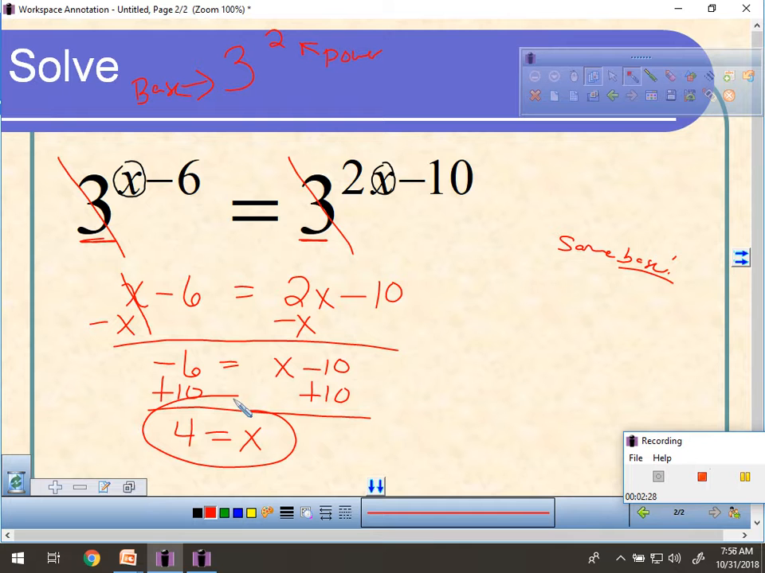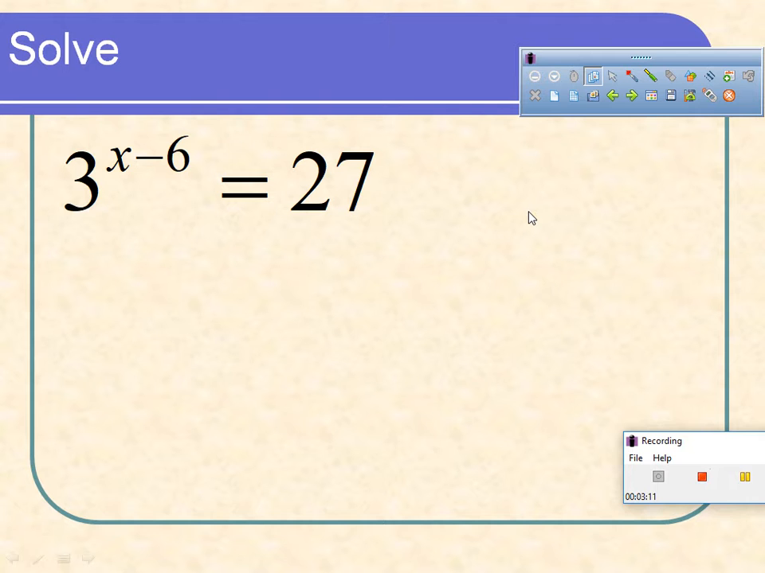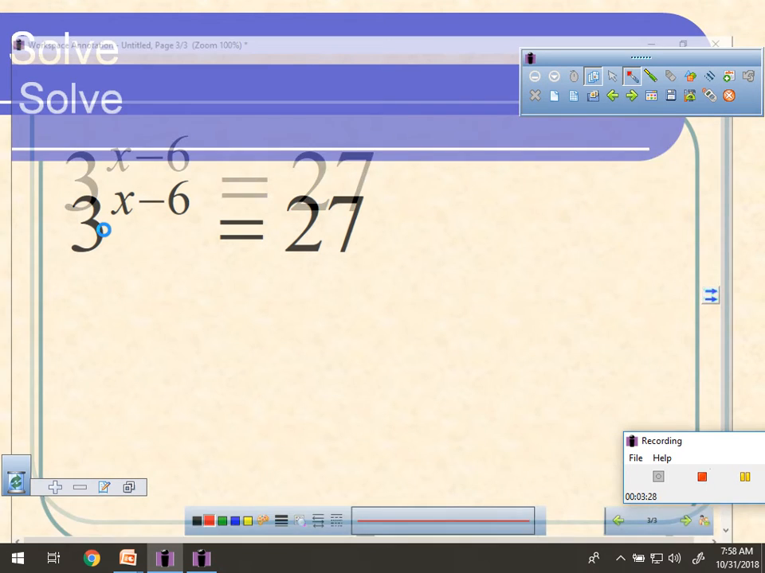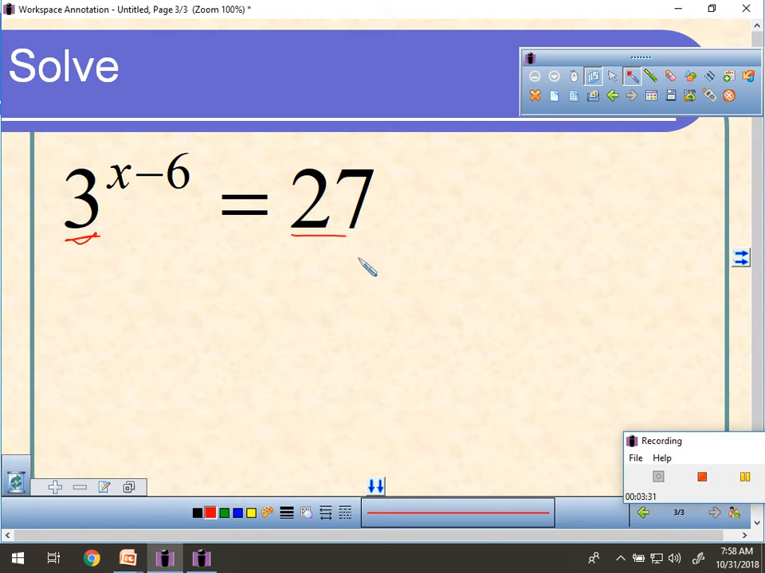Here's an actual problem that you would see on a quiz or test, and it looks like this. Now, for this one, notice that it's still an exponential equation. I've got 3 to the x minus 6 equals 27. But there's one very different thing about this from the previous example, is that they do not have the same base. If you notice, this has got a base of 3 on the left, and this has got a base of 27 on the right.